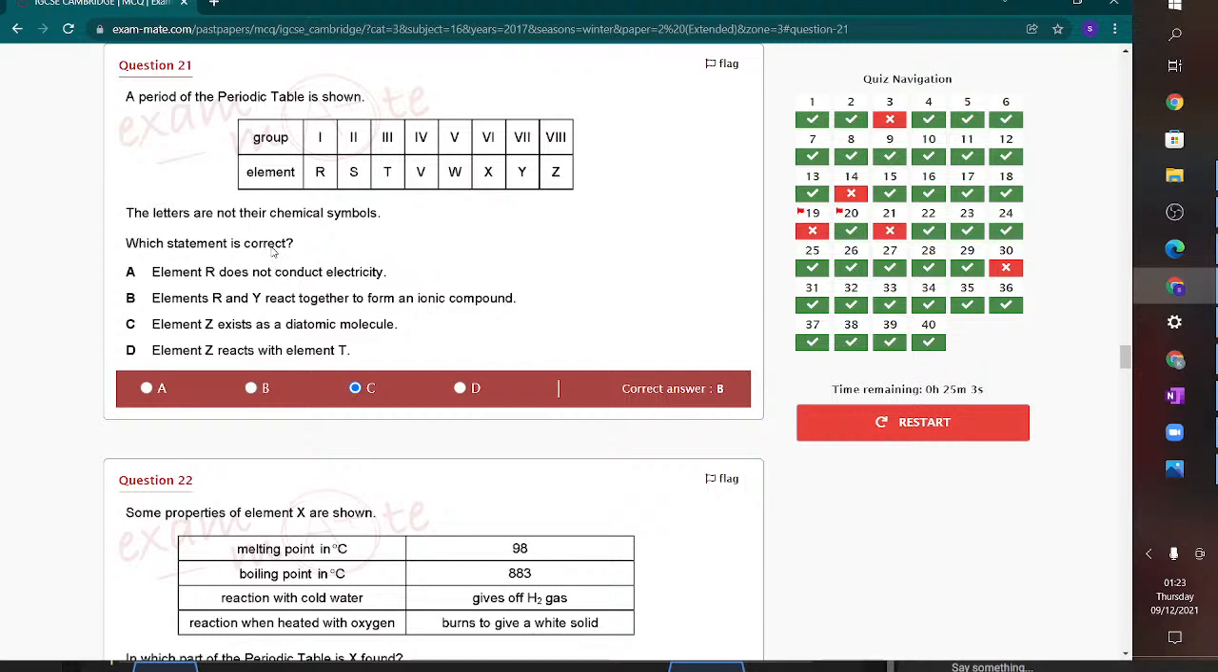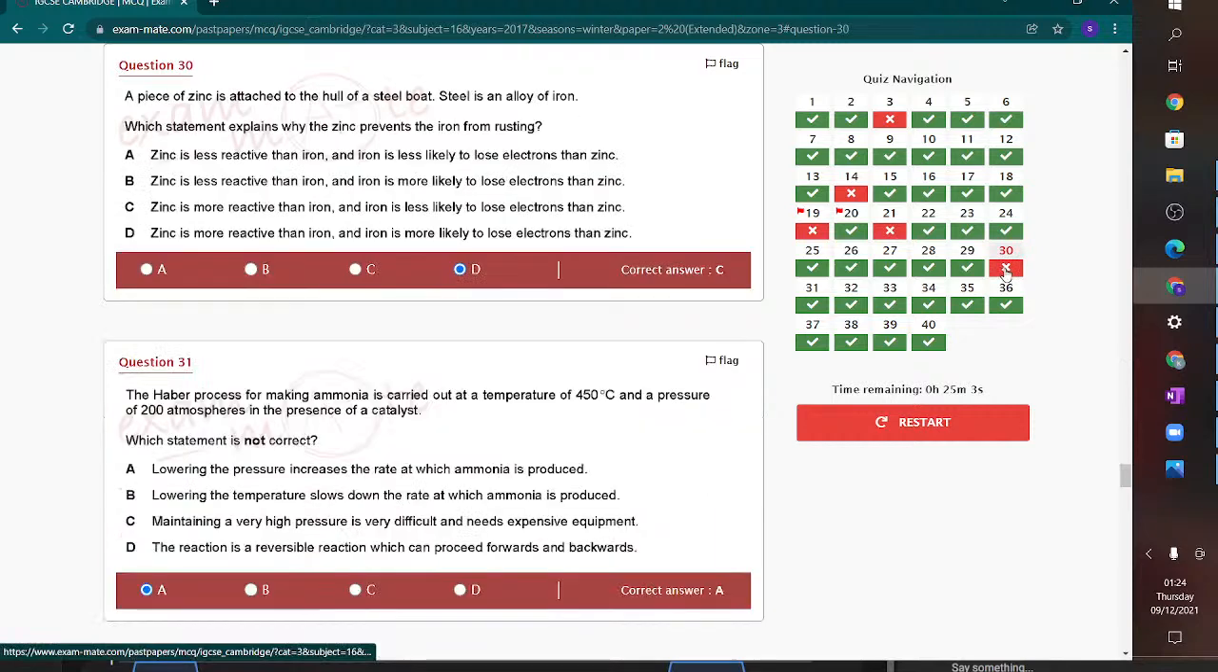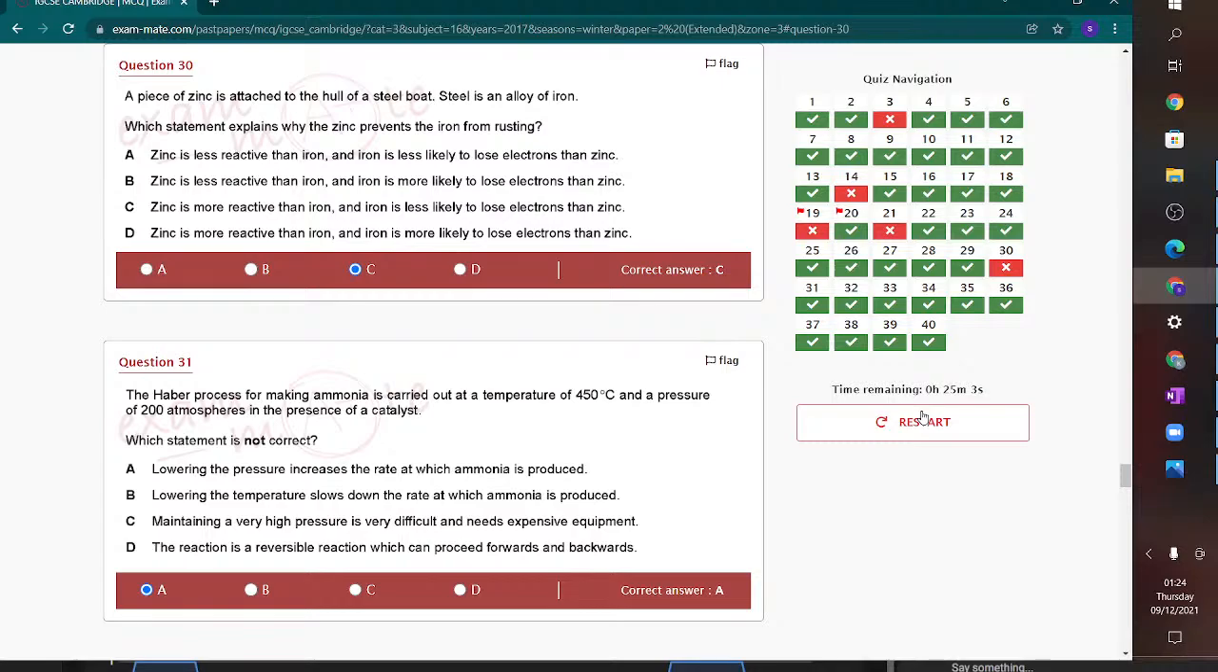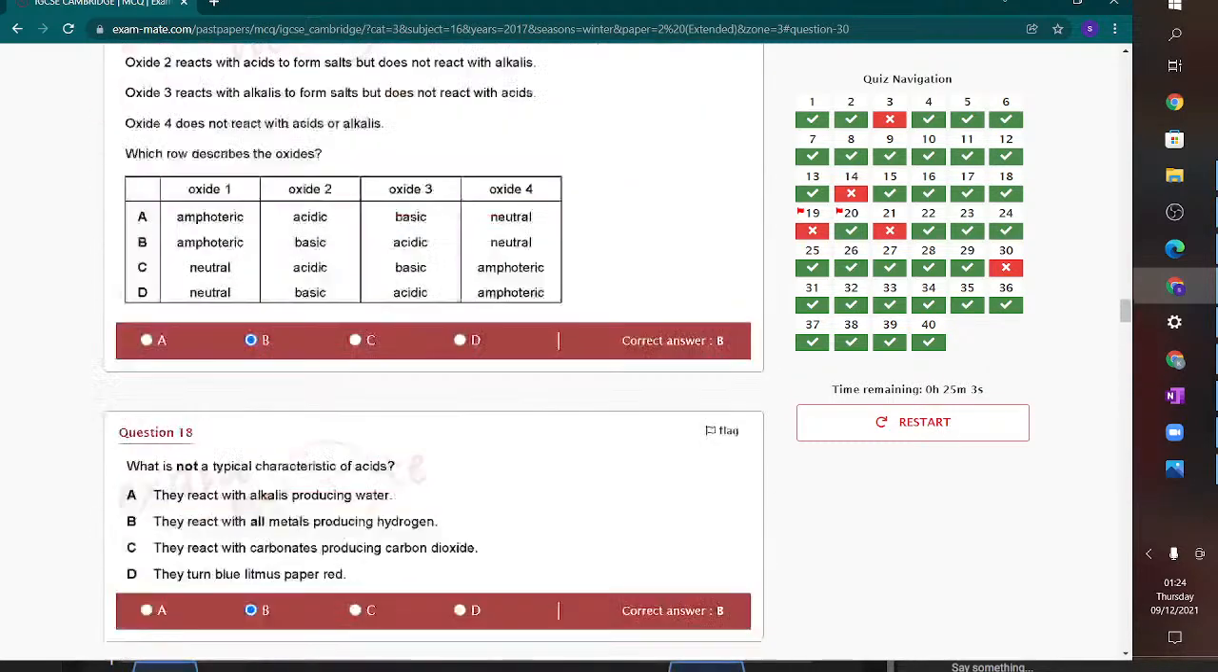Okay, which statement is correct? I marked the statement which wasn't correct. Elements R and Y react together to form a halide. This is a group one element. Sodium and chlorine, for example, form sodium chloride, a salt, and that's an ionic compound. Silly mistake. And this was C. Why? Zinc is more reactive and iron is more likely. Okay, iron is less likely to lose electrons. Therefore, zinc is more likely. Just read the question, guys. It's quite an easy paper. So, yeah, that's it.